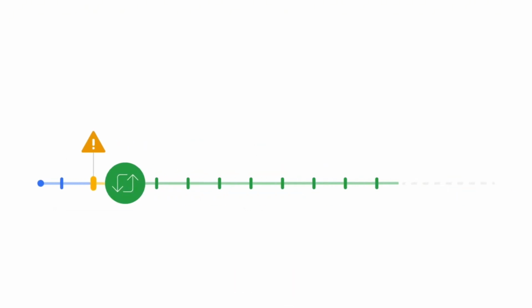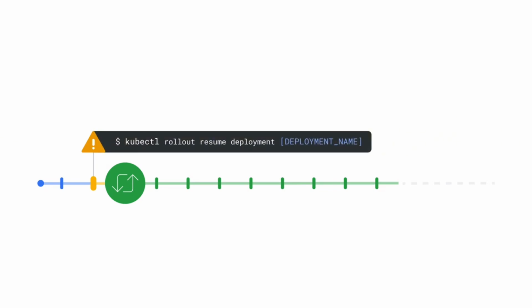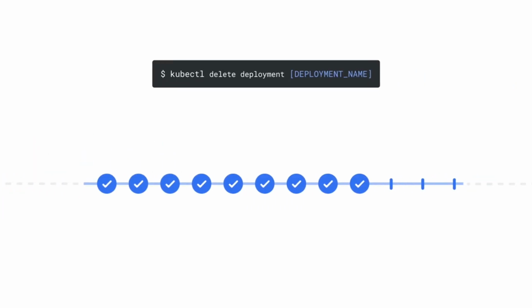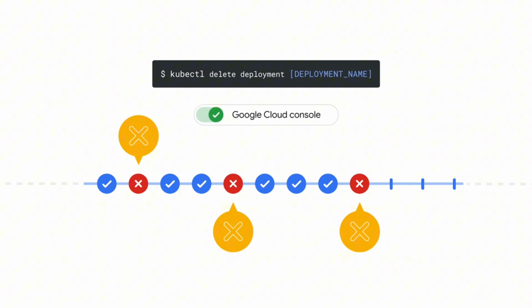Please note that any new changes to the deployment will only be implemented after the rollout is resumed by using the kubectl rollout resume command. Then all new changes will be released as one new version. To monitor the status of a rollout, you can use the kubectl rollout status command. Finally, you can use the kubectl delete command to delete a rollout, or you can delete it by using the Google Cloud Console. Kubernetes will delete all resources managed by the deployment, including any running pods.